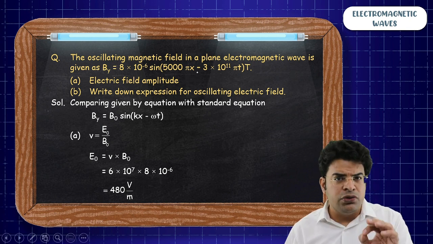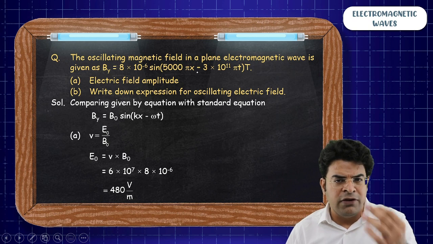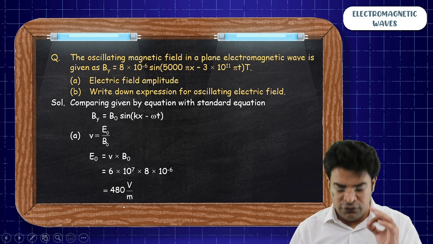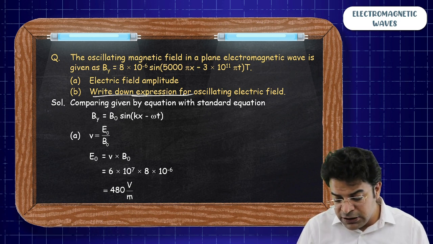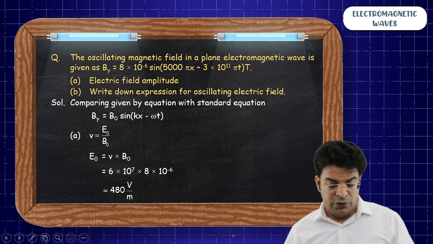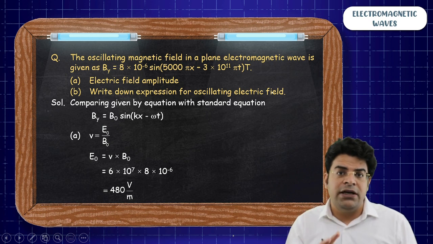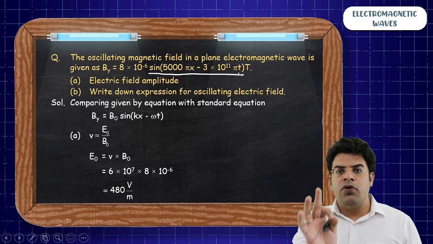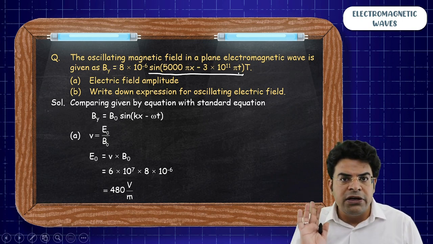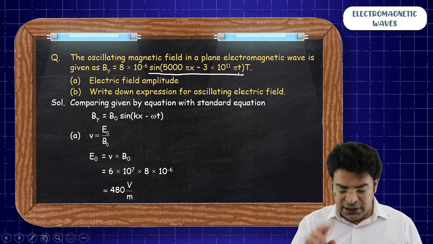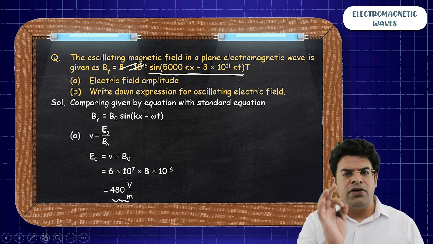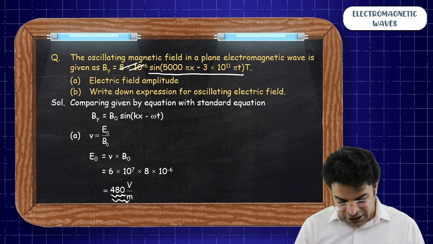If they ask you the RMS value of the electric field vector, simply divide this with root 2. Now the second part of the question, write down the expression for oscillating electric field. So first of all, we need to understand that the trigonometric function will be same both for electric field as well as magnetic field. And second thing, the peak value of electric field, rather than having 8 into 10 to the power of minus 6, you will simply get 480.